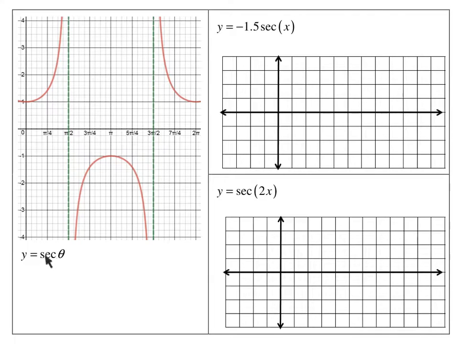Now, if we are graphing secant of theta, what you have to realize for secant is it's the reciprocal of cosine. So let's write that down, that it's the reciprocal of y equals cosine theta. We're using theta instead of x. So that is a reciprocal of this. So if it's a reciprocal, what's really going to help us to graph this is to graph cosine.